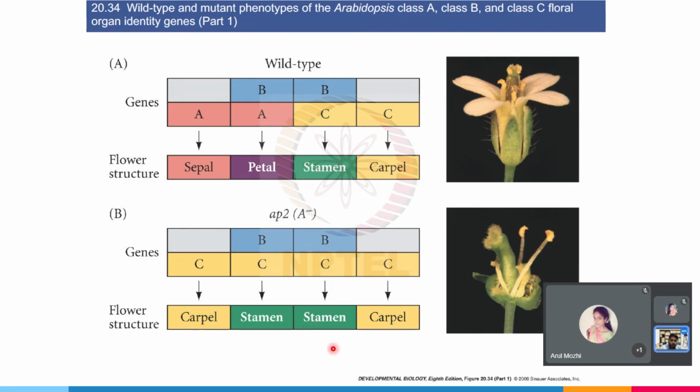B and C give rise to stamen, and only C gives rise to carpel. And we have a flower forming like this, which does not have any sepals or petals. So if we can identify what the problem is, we're comparing it to the wild type. There is no covering to the entire plant, either from the sepals or the petals. Only the stamen and carpels are found.